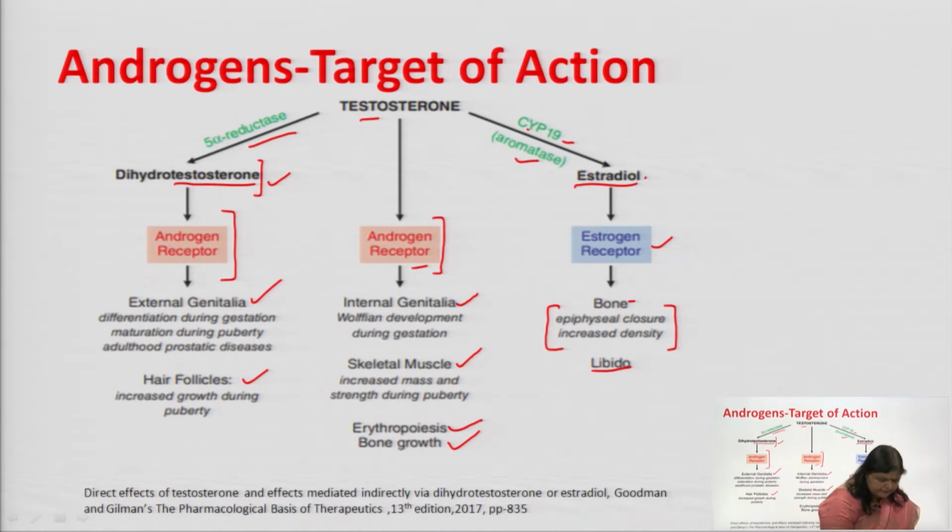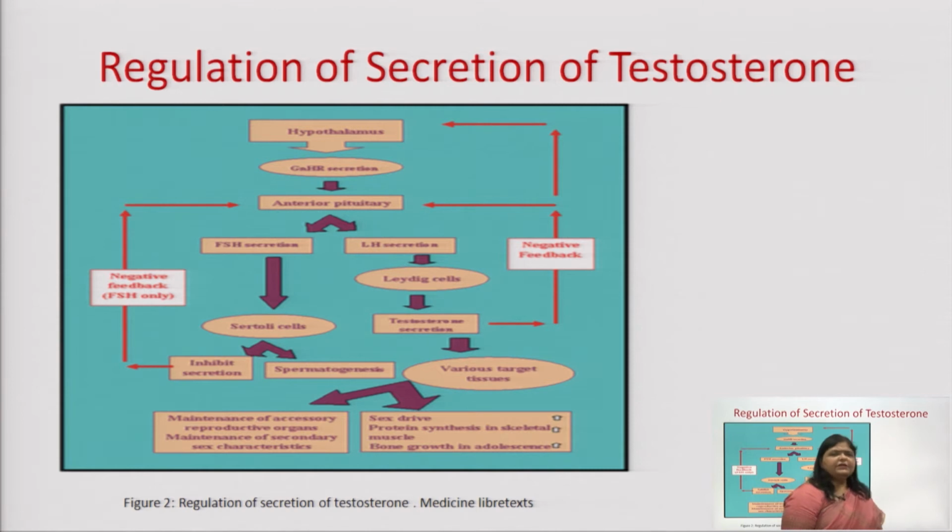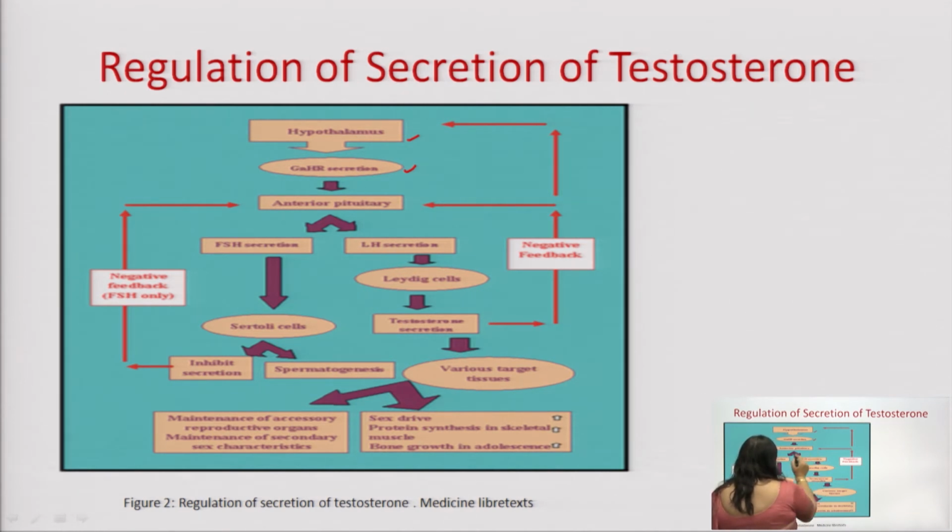We will now see how the secretion of this testosterone is regulated. We know that the hypothalamus is responsible; it is connected with the pituitary gland, with the anterior pituitary. This releases the gonadotropin releasing hormone, which acts on the anterior pituitary, and this anterior pituitary releases two hormones, FSH and LH. FSH is the follicle stimulating hormone and LH is the luteinizing hormone.